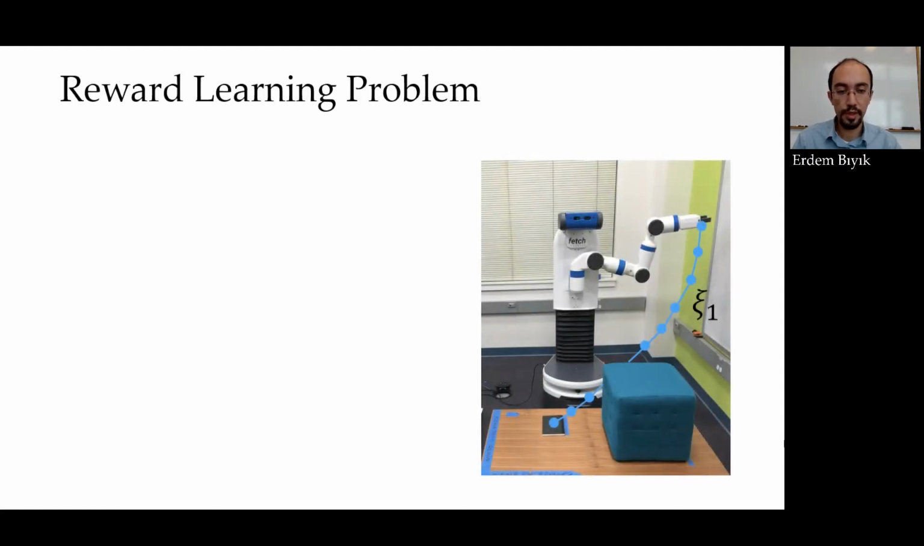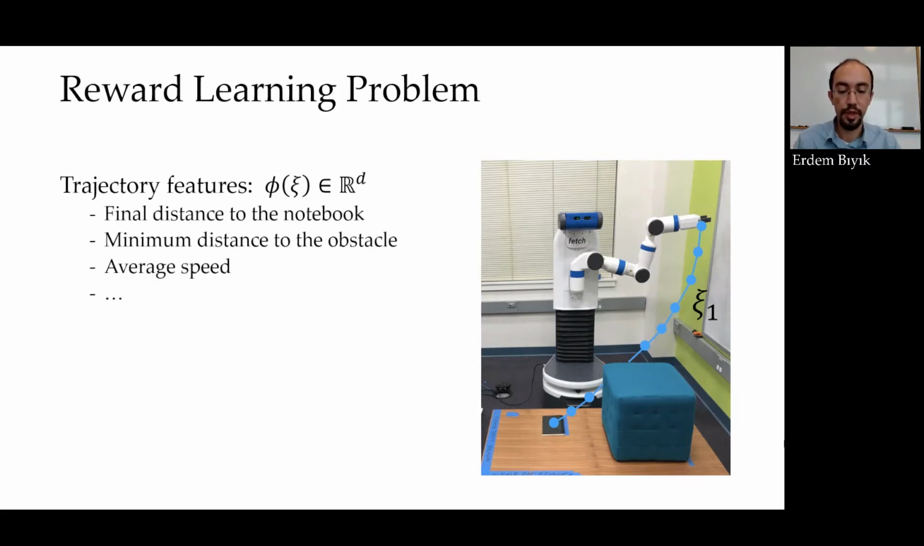The robot is tasked with reaching the notebook on the table while avoiding the obstacle. The psi here shows an example trajectory. We assume there is a known function phi that maps each trajectory to a set of features. For example, in this task, the features can be final distance to the goal, how close the robot gets to the obstacle, its average speed, etc. And the robot gets a reward that's some function of these features parameterized by w. Here, w is the only unknown variable. The goal in reward learning is to learn this w.